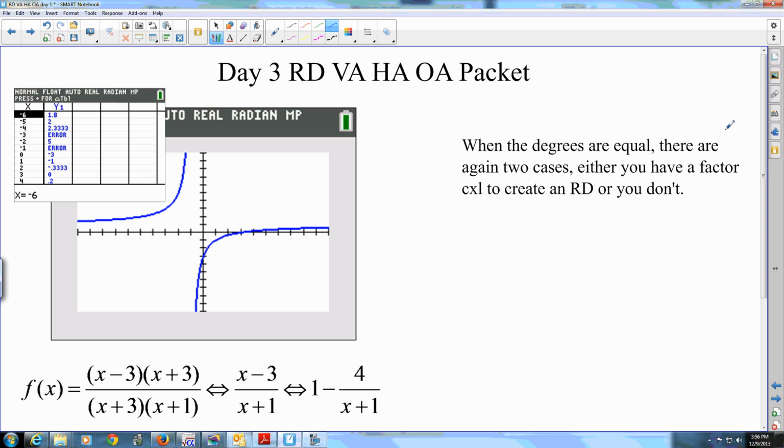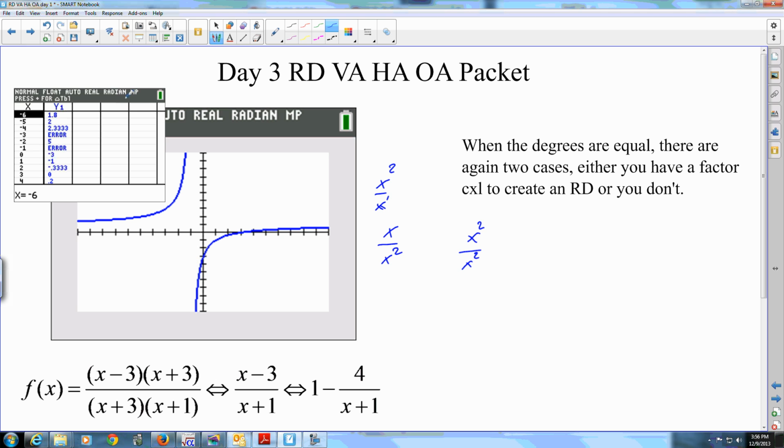All right, you guys, let's try day 3 here. So far you've seen it where the numerator was larger than the denominator. You've seen it where the numerator is smaller than the denominator as far as the degree goes. Now what you're going to see is that the numerator and denominator are the same degree.